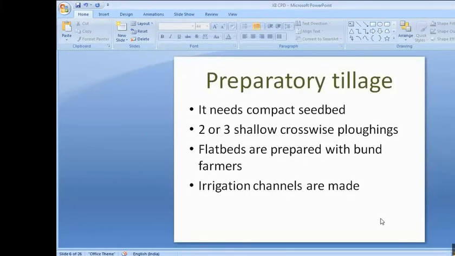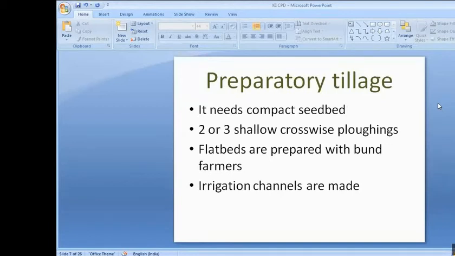Preparatory tillage. Now this is a very easy part of the topic. Preparatory tillage means land preparation. How we can prepare the land, that is called preparatory tillage. For that, wheat seeds require a compact seed bed. There are different kinds of seed beds: compact seed bed, loose seed bed, raised seed bed, flat seed bed. Now compact seed bed means that after plowing, harrowing, all these things, the land is leveled and then it is cleaned, and then it becomes a compact seed bed. There are no special compacting procedures to be done in a compact seed bed. So don't worry about that word.